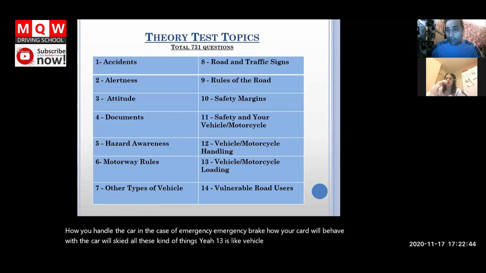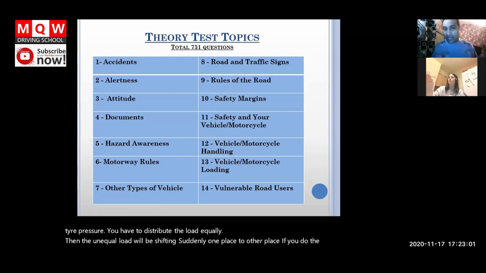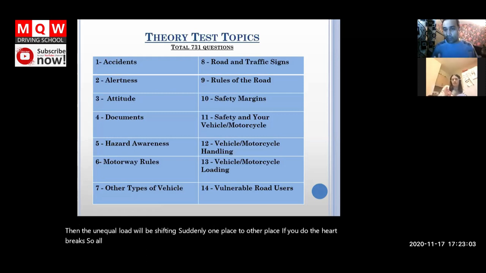If you have to tow the car in the future, or if you have to put a lot of stuff in the car, you have to check your tire pressure. You have to distribute the load equally. Then, the unequal load will shift suddenly from one place to another if you do hard braking. So all these kind of handling of the car and loading of the car. You as a driver are always going to be responsible for the car loading and handling.